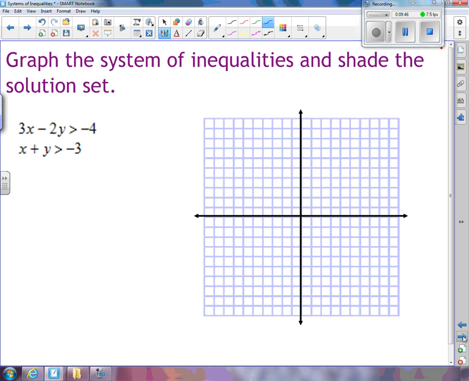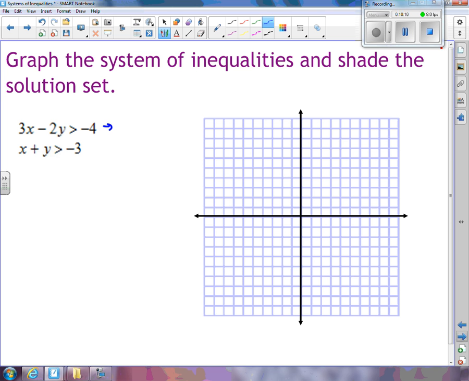So now let's just do one more example. So here we're trying to graph a system of inequalities and shade the solution set just like before. The reason that this one is different is that the y is not alone in each of these inequalities. So you have to do a little bit more work before you get started. Just like if this was an equation instead of an inequality, you would still have to get the y alone first. So let's deal with this first inequality.